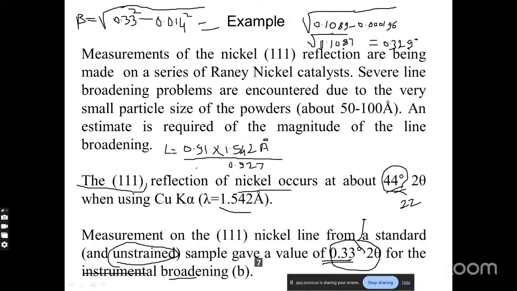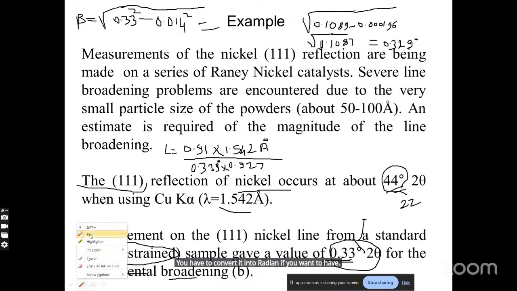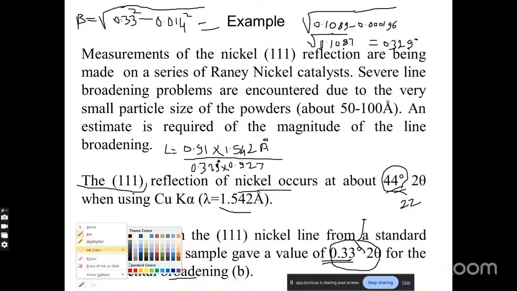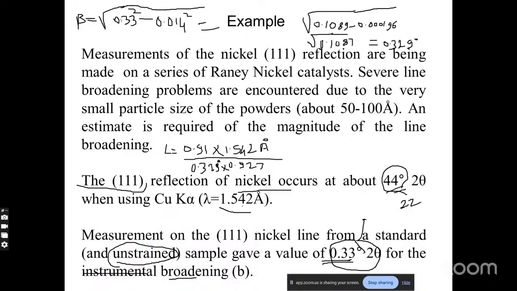And here it will be somewhere 0.329. Now what you can do? This is in degree. You have to convert it into radian if you want to have it in the linear scale. So now we can do it. So now we can make it something like this.